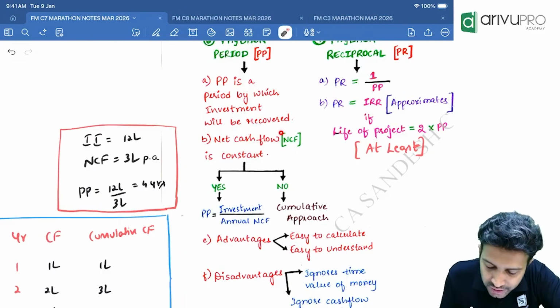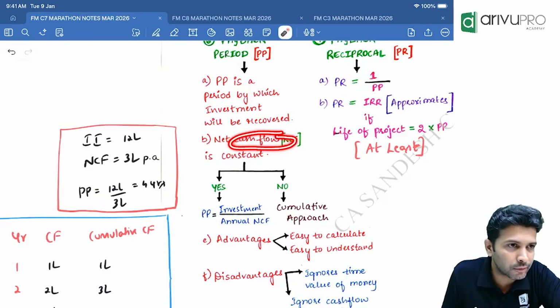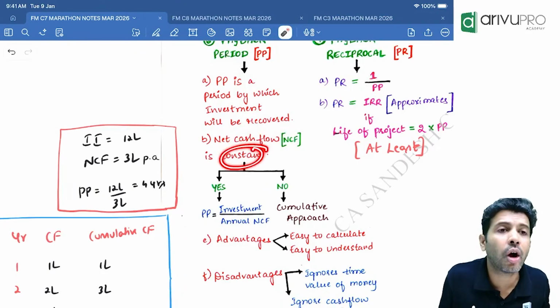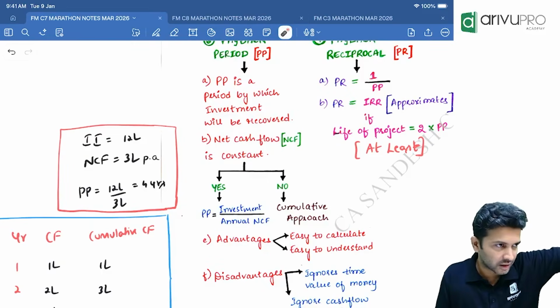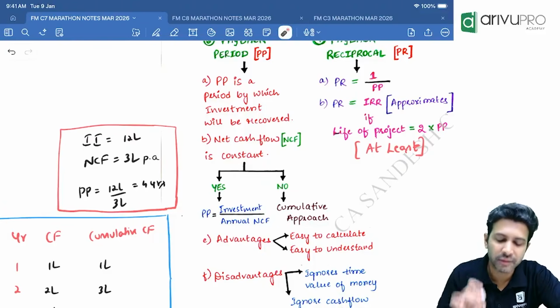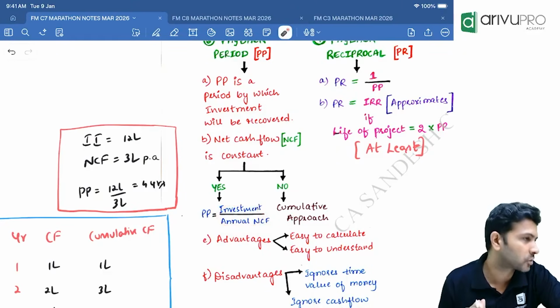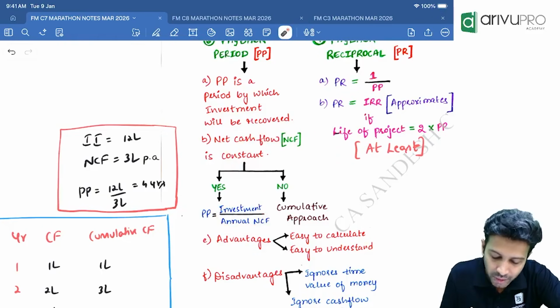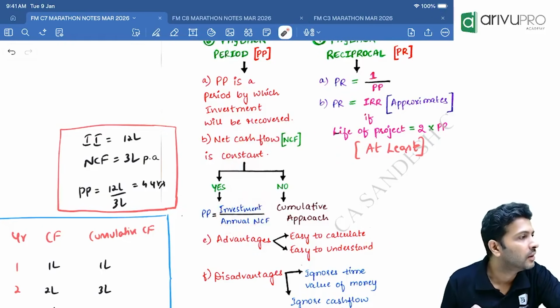Now you need to check if every year's net annual cash inflow is constant or fluctuating. If the cash flow is constant, meaning it is the same every year, then the payback period is simply given by the formula: initial investment divided by annual net cash flows. If every year's cash flow is the same, the payback period is simply initial investment divided by annual cash inflow.